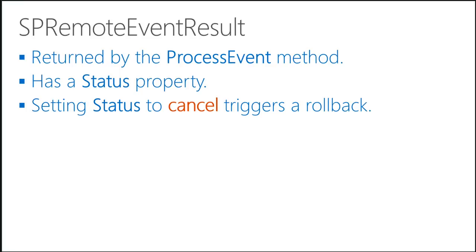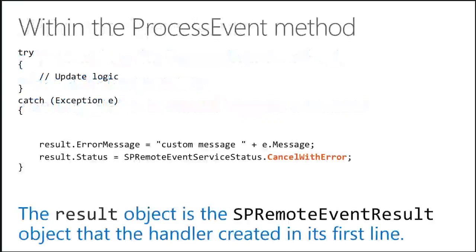Okay? So, zooming in here within the process event method, this is what you need to do. You need try and catch blocks. All of that update logic I showed you earlier goes into the try block. I'll tell you what goes at the top of the catch block in a moment. For now, let's jump ahead and look at the end of the catch block. The result object is the SP Remote Event Result object that the method created earlier. Your code sets an error message for it and then sets its status to cancel with error. When this result object is received by SharePoint, it will see that cancel status and roll back the update.